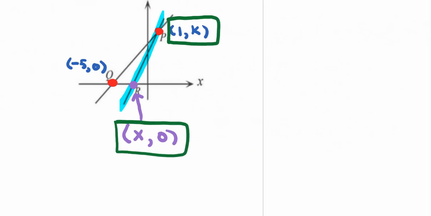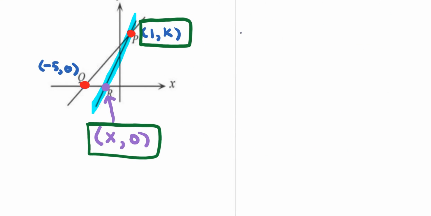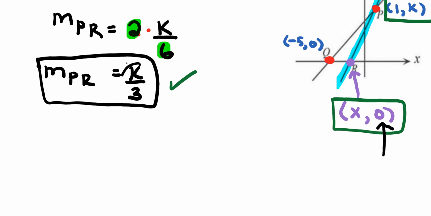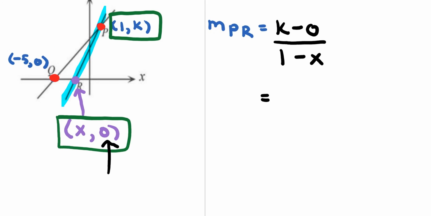All right, so what we're going to do is, once again, create a slope for PR, and that's going to be y2 minus y1. So that's going to be k minus y1, which is 0. So k minus 0 divided by 1 minus x. All right, so we know that slope is going to equal the slope that we just found, which is k over 3, right? So let's put k over 3 over here.